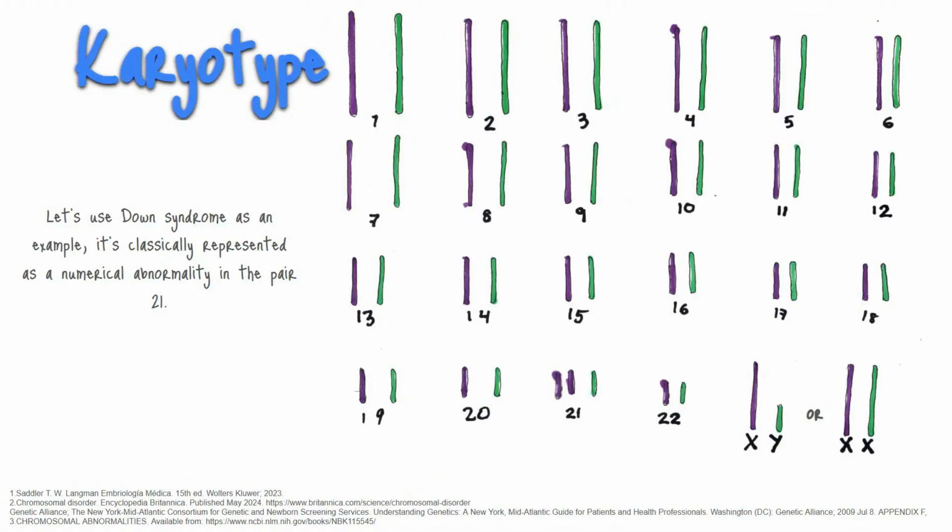If it's in a somatic cell, it originates mosaicism, but a sexual cell in meiosis can result in triploidy, three copies of what's supposed to be one pair of chromosomes, monosomy, a single copy, or in rare cases, tetraploidy, with four copies instead of the usual pair. Let's use Down syndrome as an example. It's classically represented as a numerical abnormality in the pair 21. They have three instead of the pair.